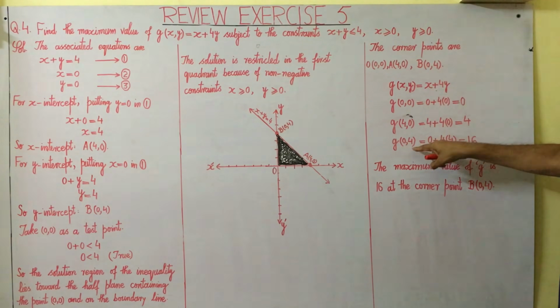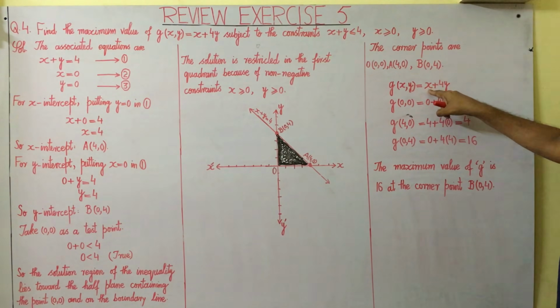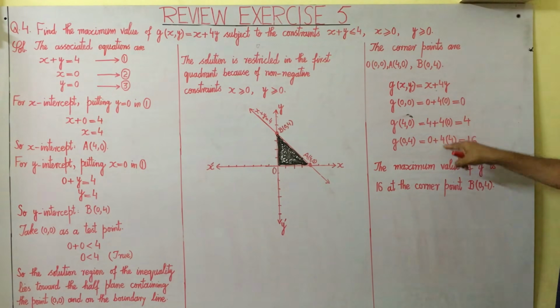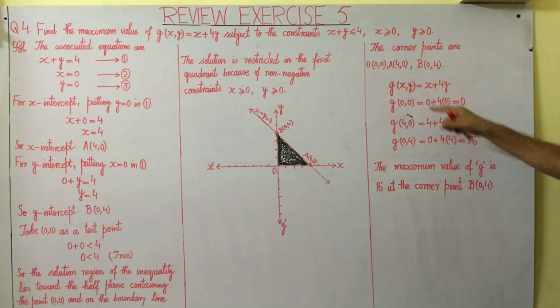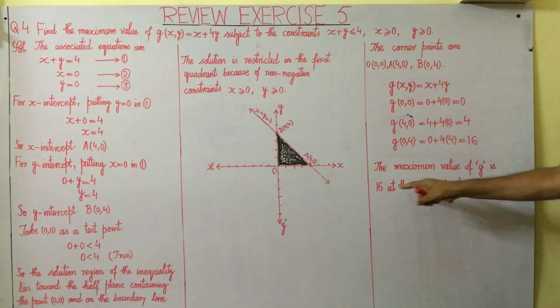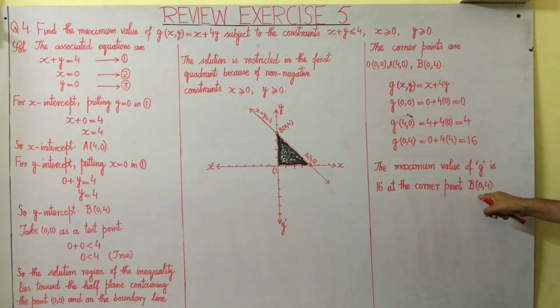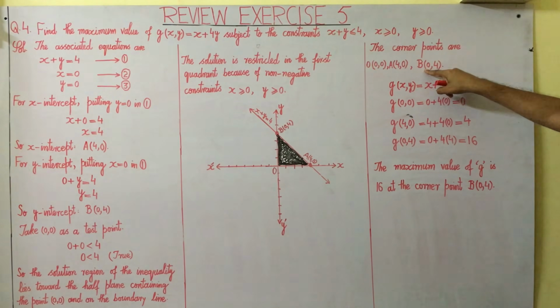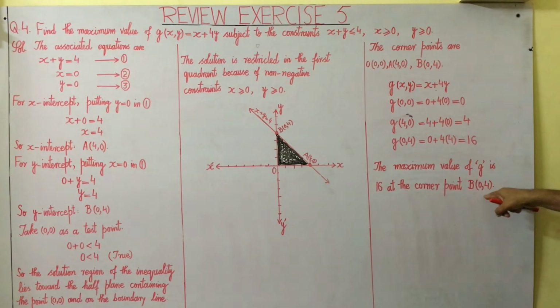g(0, 4): 0 + 4 × 4. 4 fours are 16, plus 0 is 16. You see the maximum value is 16. The maximum value of g is 16 at the corner point B having coordinates (0, 4).